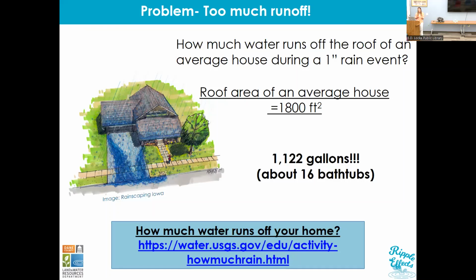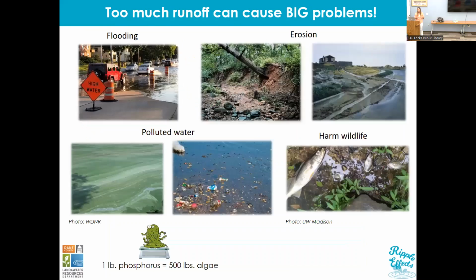That doesn't include the driveway or the streets, the sidewalk, or any lawn or other hard surfaces that water might run off of. And you can actually calculate your own runoff off your property using this USGS website here if you're interested. So when we have too much runoff, it can cause huge problems. It can cause flooding. We've seen a lot of that. The 2018 floods, I guess everybody thinks about those. That's actually a picture in Madison.